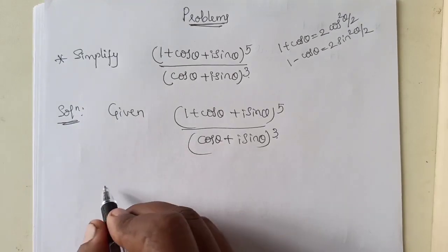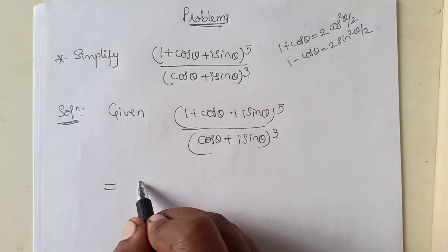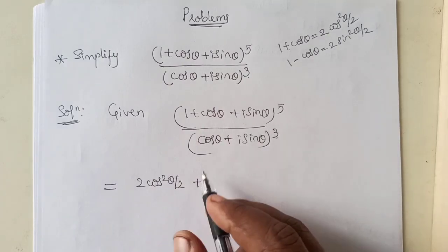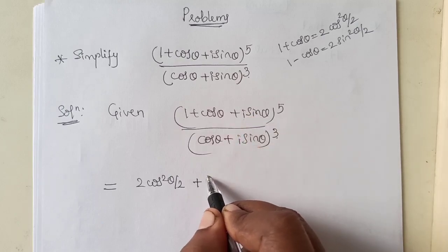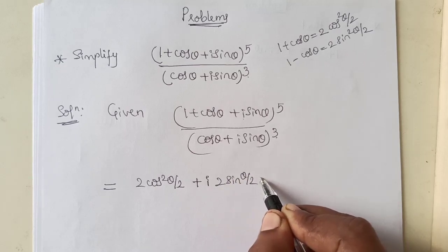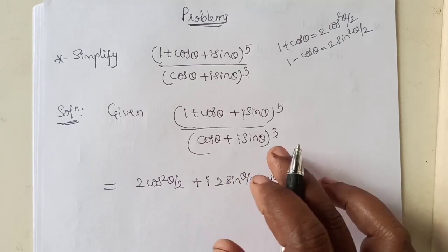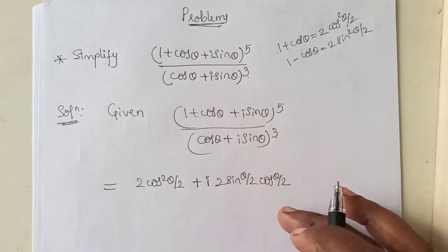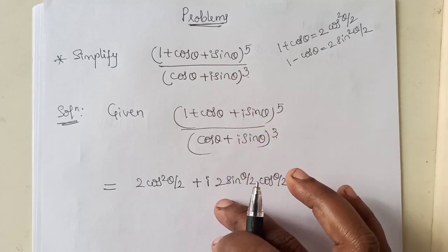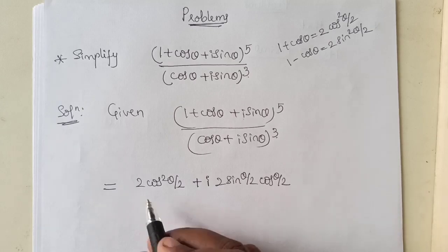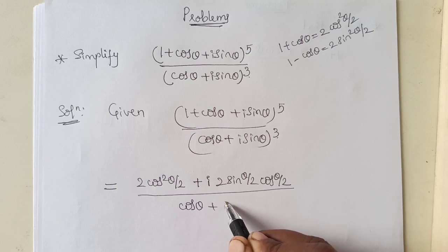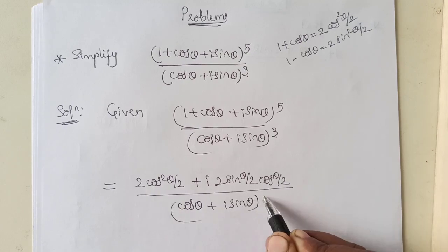Now this can be written as 1 + cos θ means 2 cos²(θ/2), plus i, which we keep as it is, and sin θ can be written as 2 sin(θ/2) cos(θ/2). This is by the formula sin 2θ = 2 sin θ cos θ. If we change the angle θ to θ/2, then sin θ = 2 sin(θ/2) cos(θ/2). All this is divided by (cos θ + i sin θ)^3.